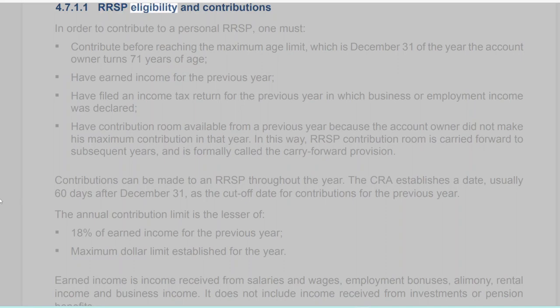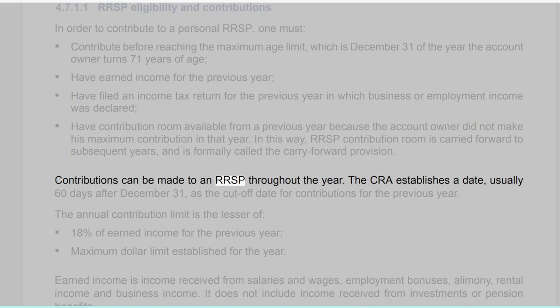4.7.1.1 RRSP eligibility and contributions. In order to contribute to a personal RRSP, one must contribute before reaching the maximum age limit, which is December 31st of the year the account owner turns 71 years of age. Have earned income for the previous year. Have filed an income tax return for the previous year in which business or employment income was declared. Have contribution room available from a previous year because the account owner did not make his maximum contribution in that year. In this way, RRSP contribution room is carried forward to subsequent years and is formally called the carry-forward provision.